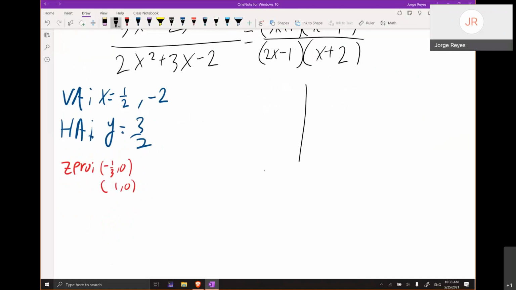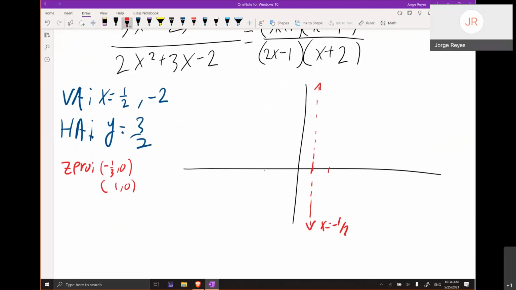So I'm going to draw, okay? Let's get the asymptotes here. So I'm going to draw this one. This is at 1/2. So x equals 1/2. And then -2. So 1, 2. x equals -2. Horizontal asymptote at 3 over 2, which I'm just going to draw there. y equals 3 over 2.